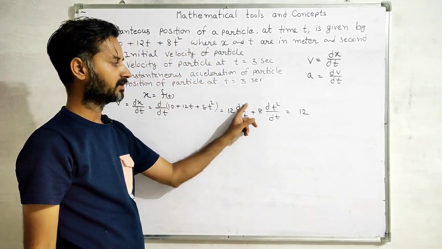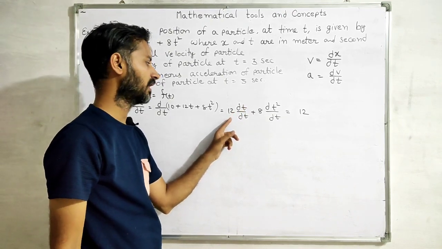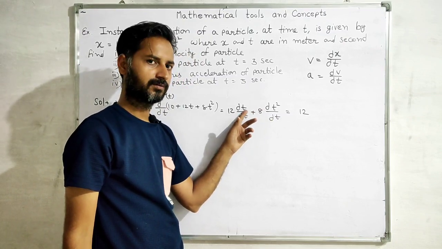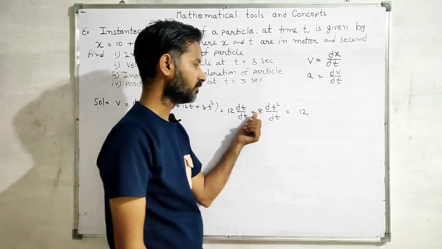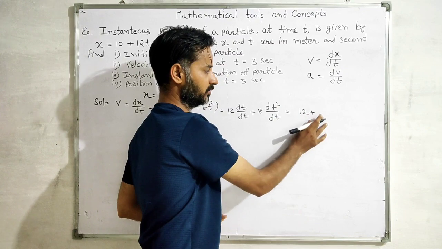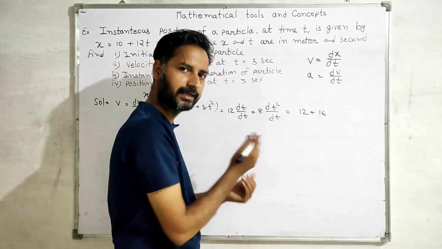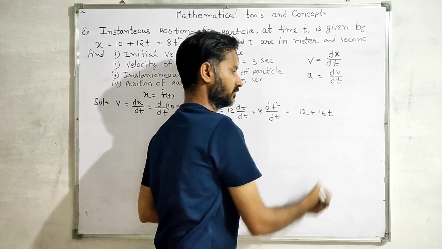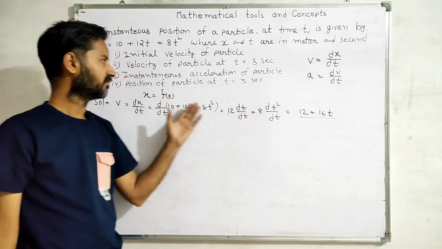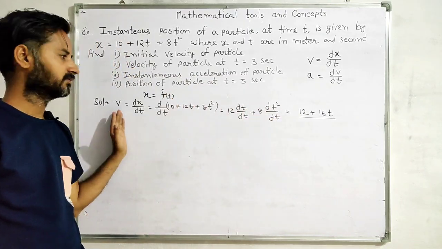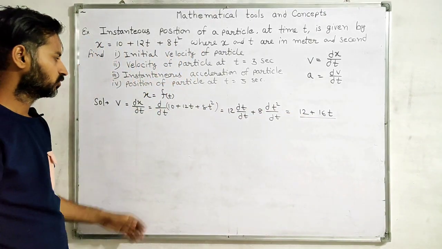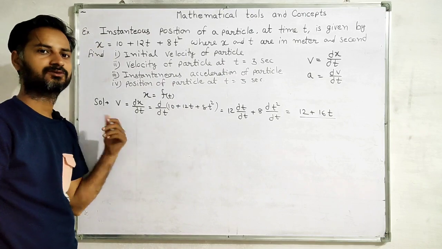In 12t, t has power 1, so 1 multiplies with 12, and the power decreases by 1 and becomes t to the power 0, which is 1. Here 8 multiplied by 2 is 16, and the power decreases by 1, so the power will be 1. So v = 12 + 16t. This is the velocity of the particle, and it is also a function of time. So as the time varies, the velocity also varies.